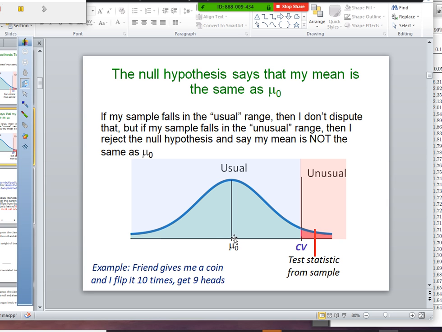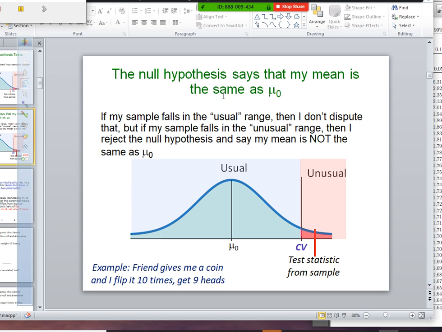So it's saying that here's the regular mean for everybody, and the null hypothesis says that the mean of people who take my pill is the same as everybody else. It's right here. So if my sample falls in this usual range, then I can't dispute that. I have to say, okay, fine, maybe my pill doesn't do anything. Maybe they are the same. But if I get something in this unusual range over here, then I could say, look, my pill makes a difference. I can reject the null hypothesis.